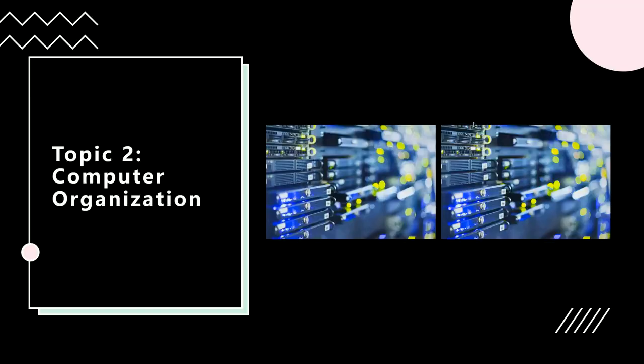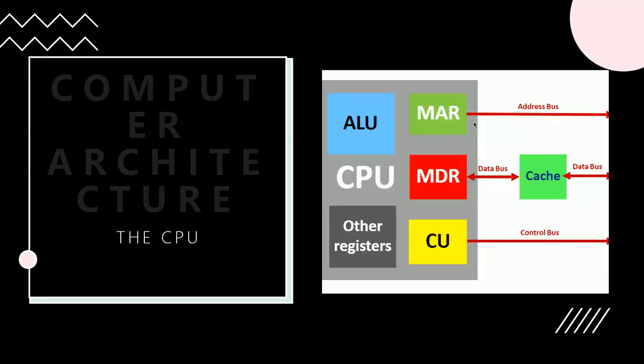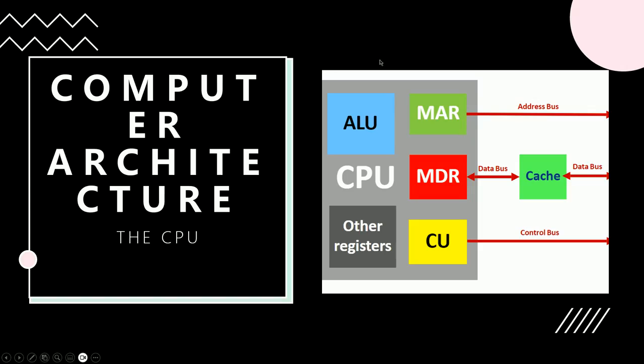Okay, so today we're going to be looking at topic two, which is to do with computer organization. So, looking at the CPU, this is the computer architecture. Here we can see a little overview of the structure of the CPU. So that's the ALU, MAR, MDR, CU, control bus, and yeah, you can see all that. We'll explain what they are on the next slide.